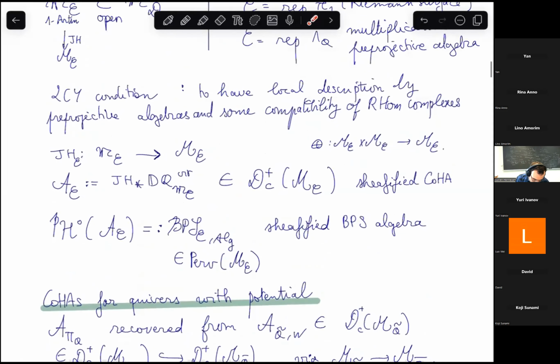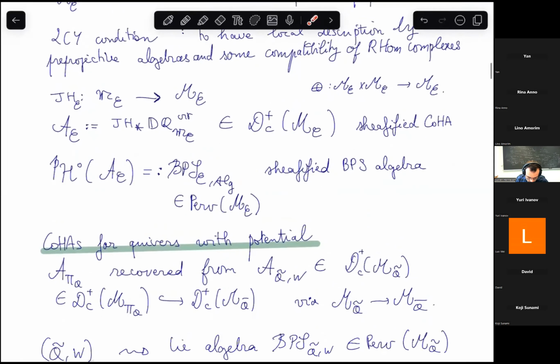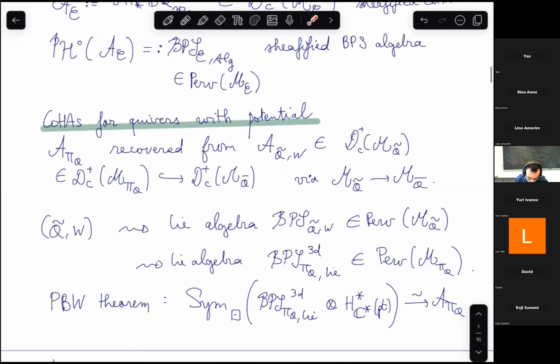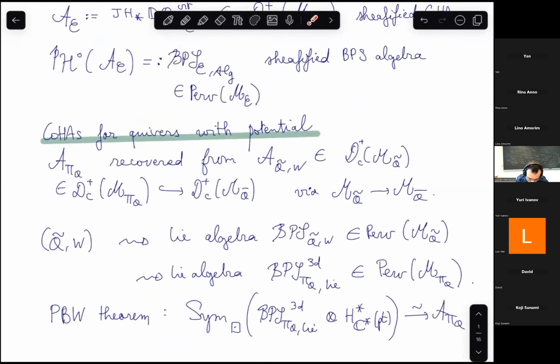So this part is intrinsic to two-dimensional categories, but I also explained how to recover this sheafified cohomological Hall algebra, when C is representations of some pre-projective algebra, as some critical cohomological Hall algebra of the triple quiver with a canonical potential. So a three-dimensional construction.